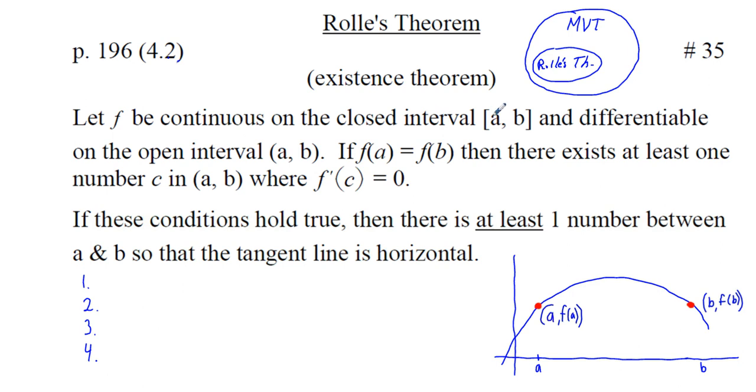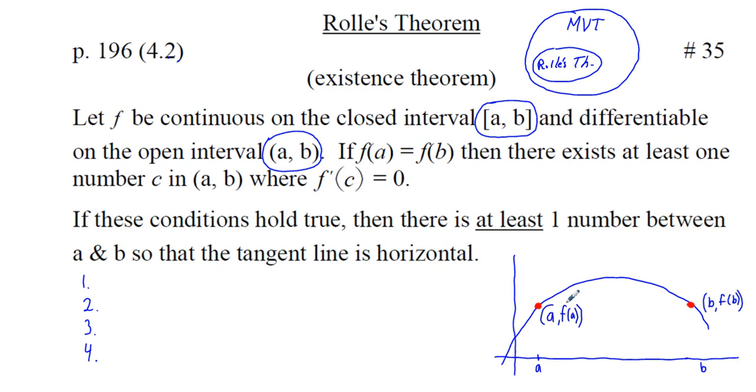Let f be continuous on the closed interval from a to b and differentiable on the open interval from a to b. If f of a equals f of b, then there exists at least one number c in the interval from a to b where f prime of c equals 0.